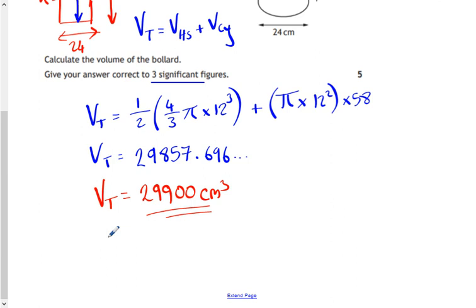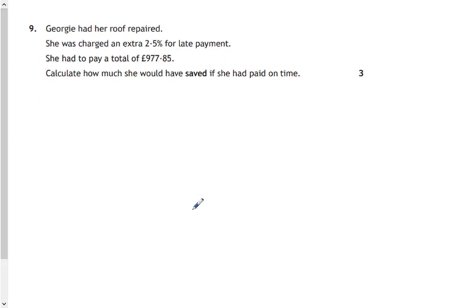Question 9. Georgie had her roof repaired. She was charged an extra 2.5% for a late payment and had to pay a total of £977.85. Calculate how much she would have saved if she'd paid on time.